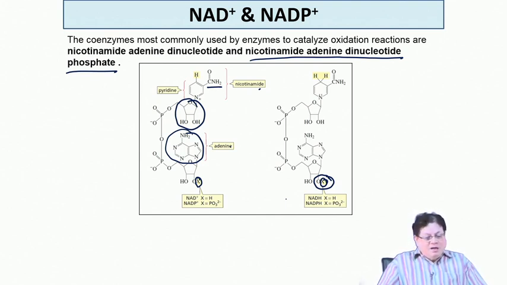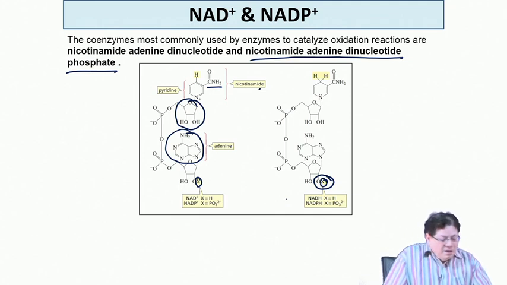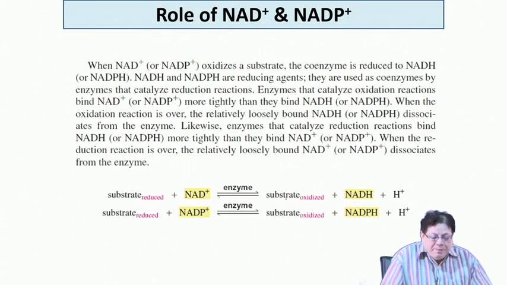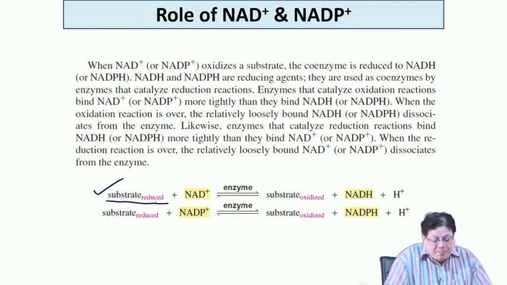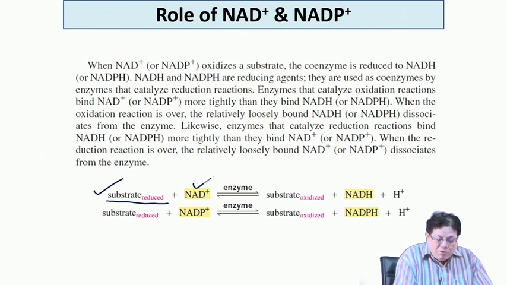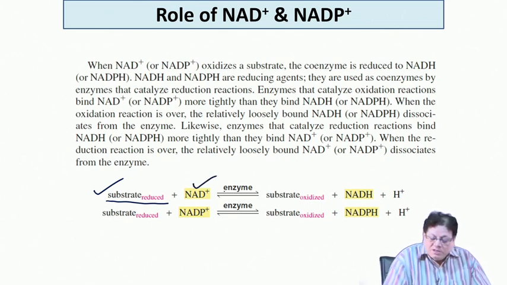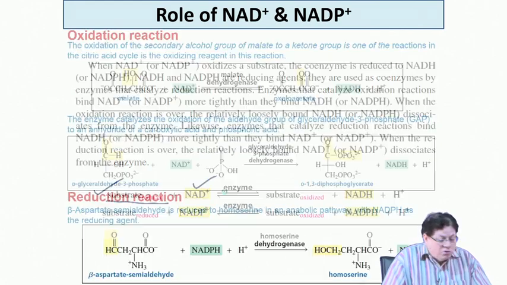Some reactions are catalyzed by NAD plus, some by NADP plus, depending on the enzyme. Okay. Now, what is the role of NAD plus? If a substrate is in the reduced form like FADH2, then you have NAD plus; the substrate is oxidized and NAD plus is reduced to NADH, or it could be NADP plus that works on the reduced substrate, and then in presence of the enzyme you get the oxidized substrate and NADPH plus 1 proton. Okay.